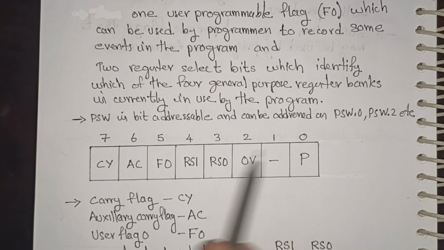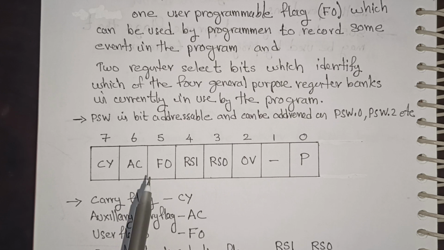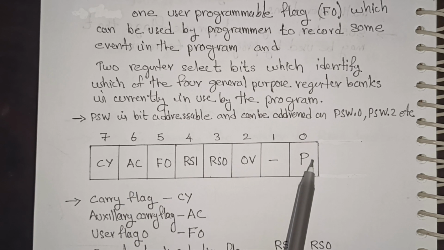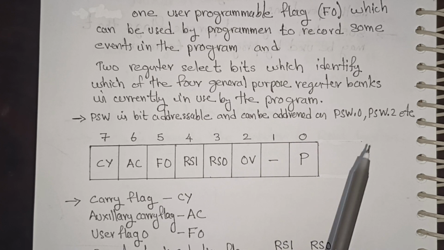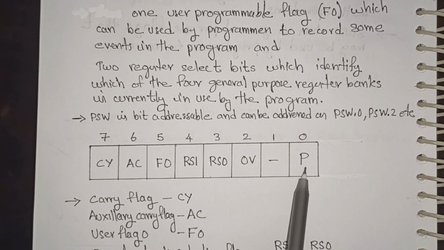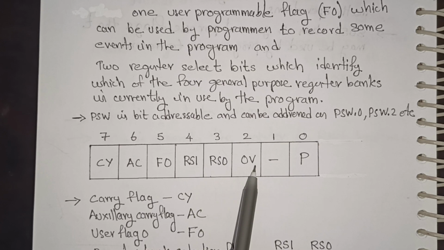As you can see, it has 8 bits, 0 to 7. While studying PSW, the position of each flag is very important. So we can first start from the 0th bit. The 0th position is for parity. Then the first position is not used. Then the second position is the overflow flag.